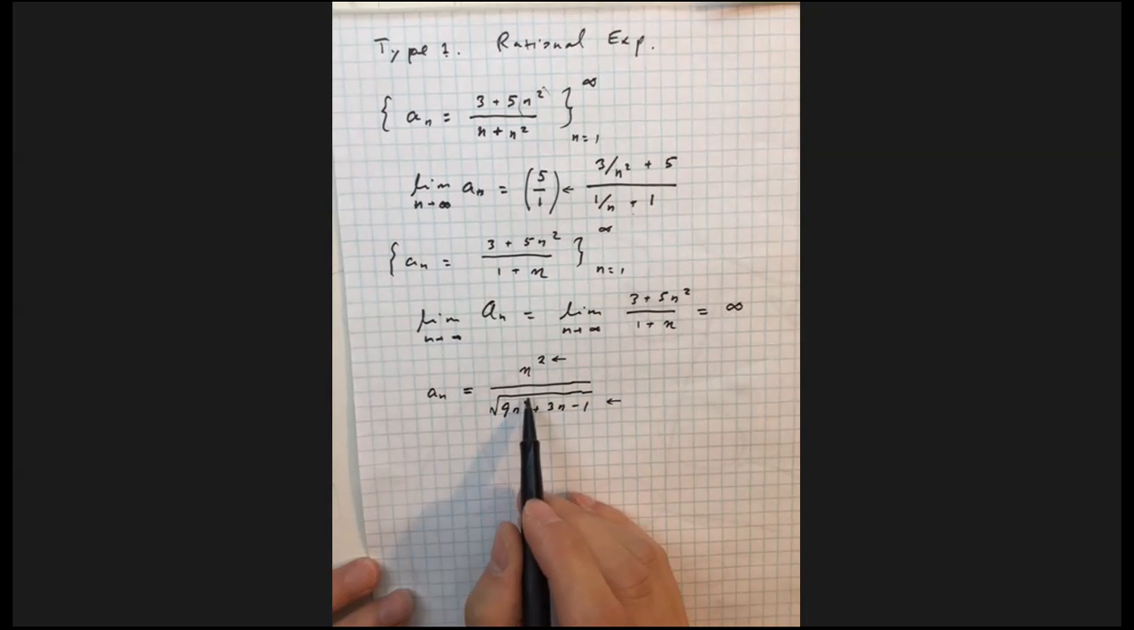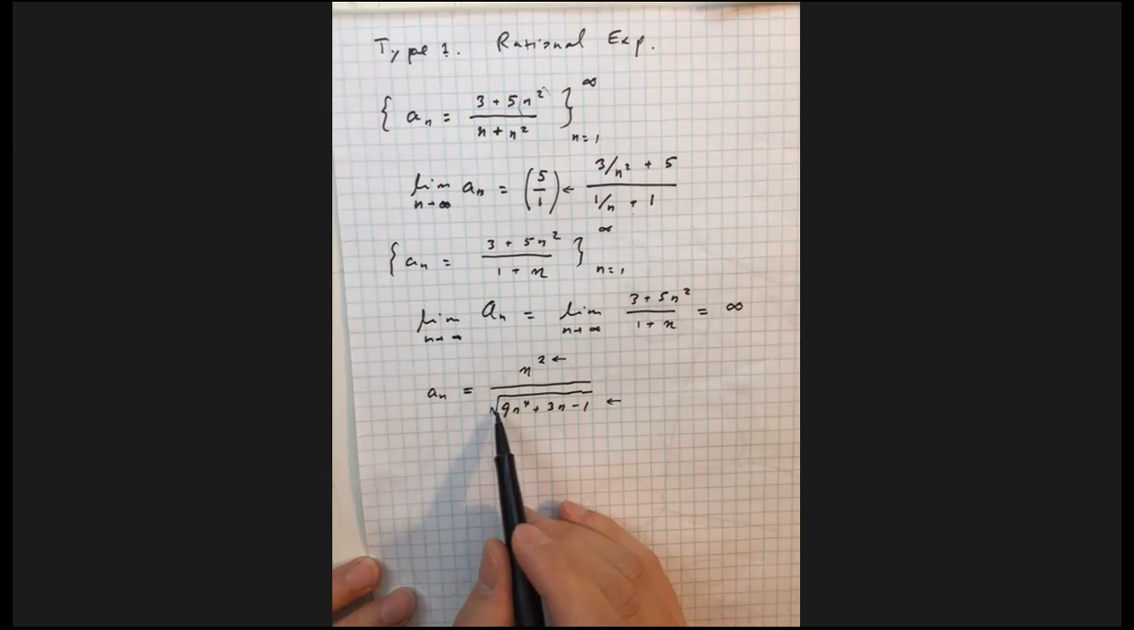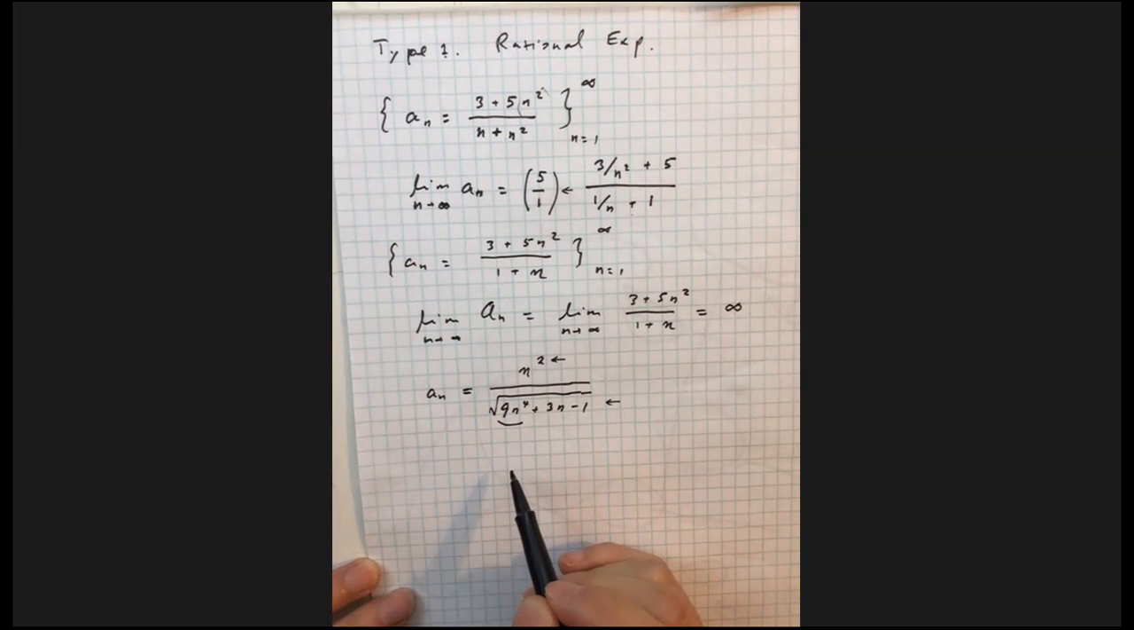So what is the degree of this term, the square root of 9n to the fourth power plus 3n minus 1? Because the highest degree for whatever is inside the square root is given by this term, right? And then the square root of that is almost like 3n squared. Does that make sense?